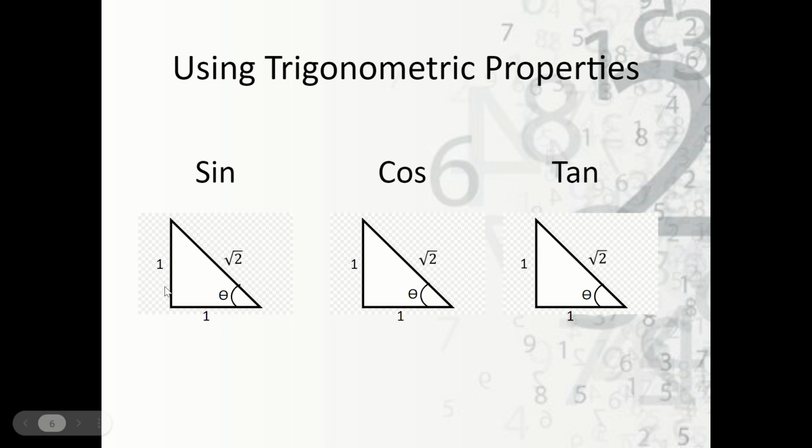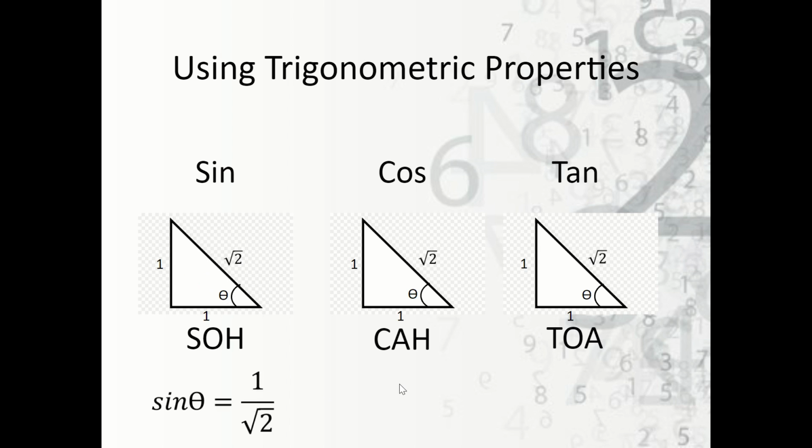Now let's look at another example. We have 1, 1, and square root of 2. So the sine of theta is opposite over hypotenuse. And the cosine is adjacent over hypotenuse. And the tangent is opposite over adjacent. In this case we have theta here. So opposite is 1 and the hypotenuse is square root of 2. So it's 1 over square root of 2.